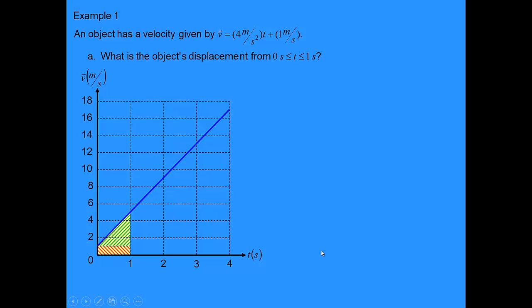Now, in this case, it's almost overkill, but we could do the calculus. Saying I want to know the object's displacement from 0 to 1 second is the same as saying I want to know the integral of the velocity function with respect to time from 0 to 1 second. See how I mapped those lower and upper limits onto the integral? Okay, the integral of the velocity with respect to time is the displacement, right?